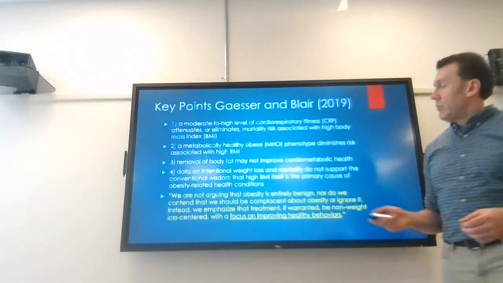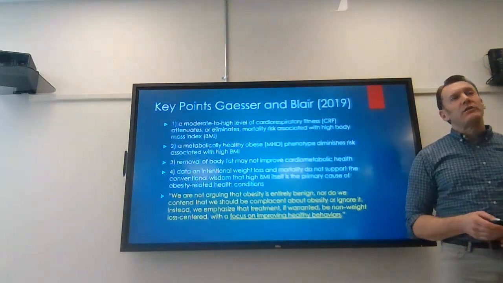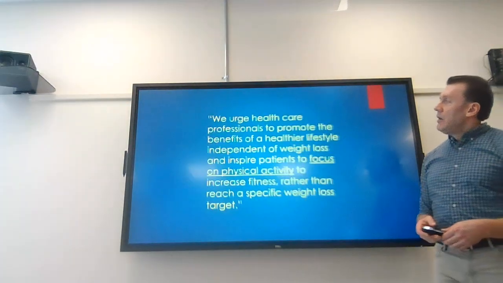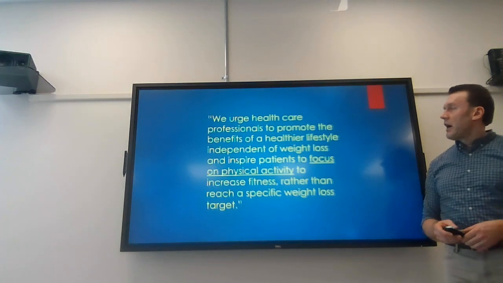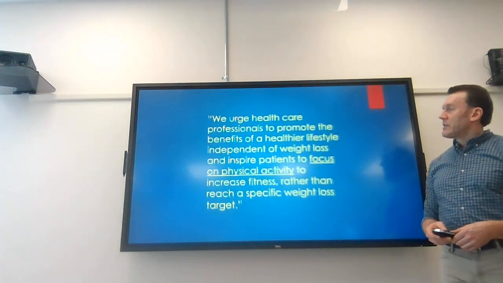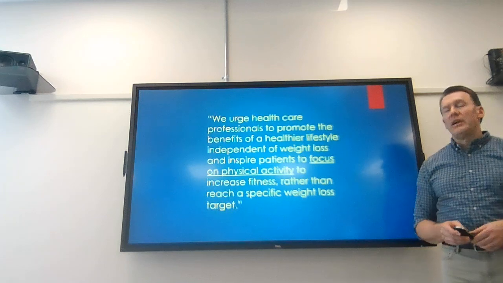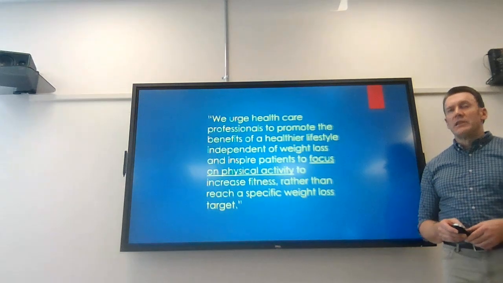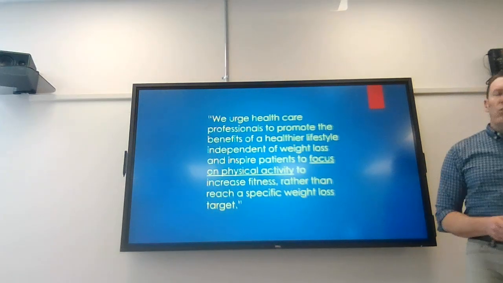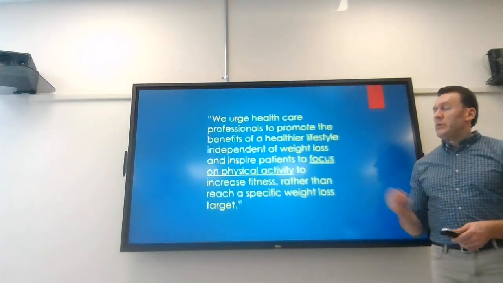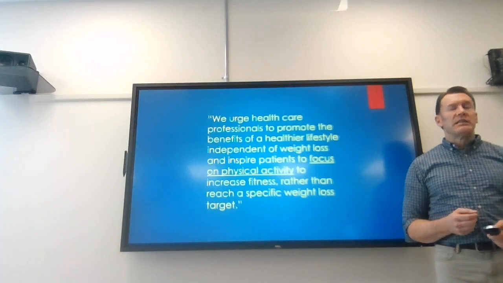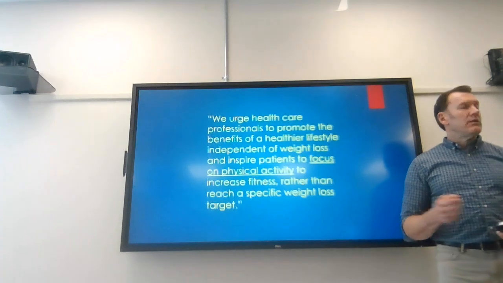So with that quote, they had several key quotes here. "We urge healthcare professionals to promote the benefits of a healthier lifestyle, independent of weight loss, and inspire patients," underline there, "to focus on physical activity." So whether or not the weight comes off, the focus is more on the behavior, increasing physical activity, reducing insulin resistance.